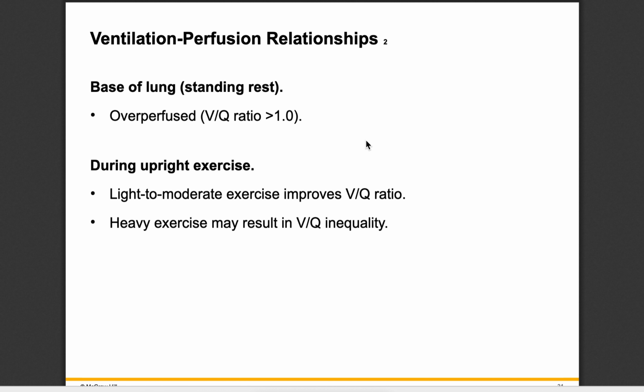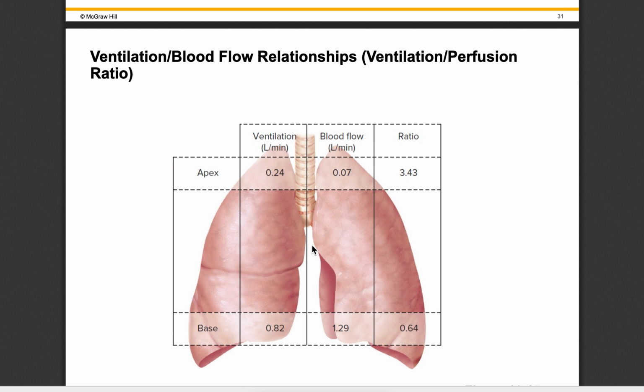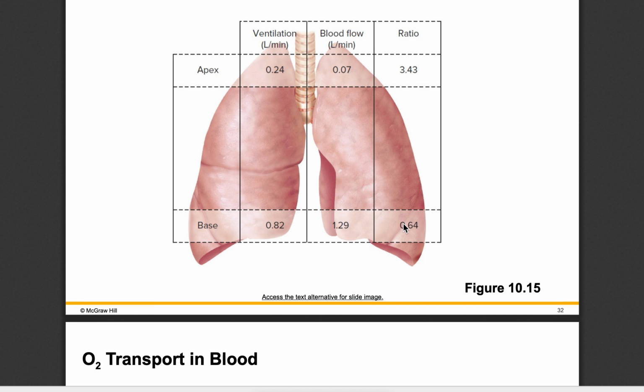And so you can kind of see that during upright exercise, so light to moderate exercise, we actually improve this ratio. It becomes more even across the board, and then during heavy exercise, especially really, really heavy exercise for an intense amount of time, we may have issues with this ratio again, and that causes fatigue and causes where we can't go on. And again, a good little picture there.